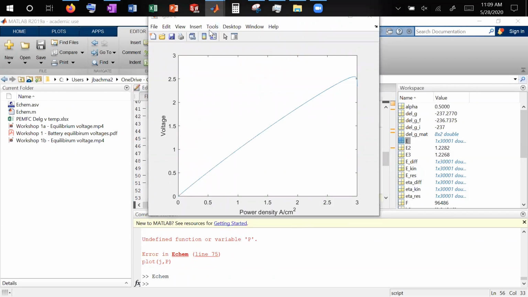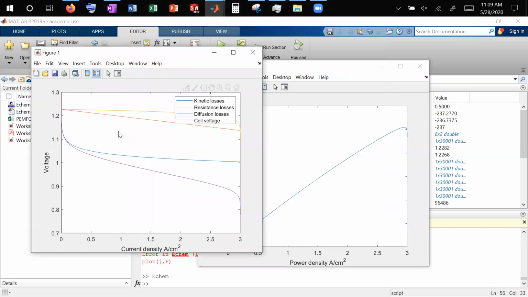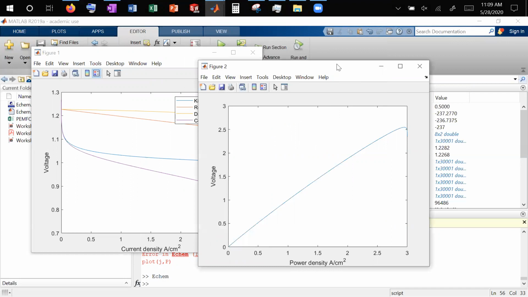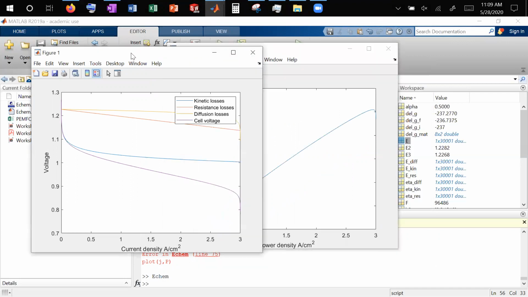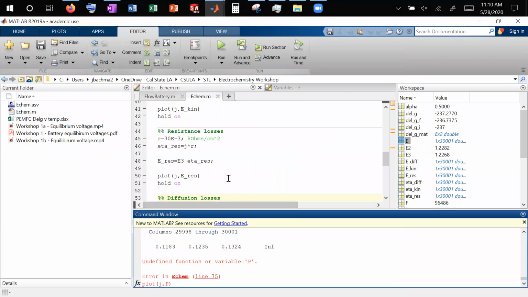So this one's, whoops, I did the, so you can see here that the power in this case, because the voltages are so high, we're getting a peak power close to our limiting current density. And that's a little bit further to the side than I was going to expect. Let me see this.